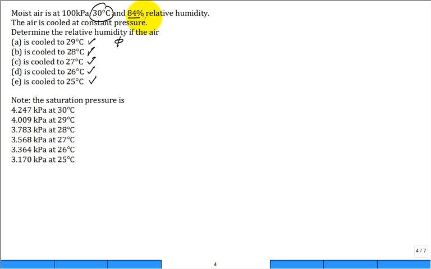Okay, so let's do this. How do you want to calculate this relative humidity for just cooling at 1 degree? I want you to do it, okay? I'm going to pause. I'm going to let you work on it. Calculate that new relative humidity if I cool it from 30 to 29 degrees C.